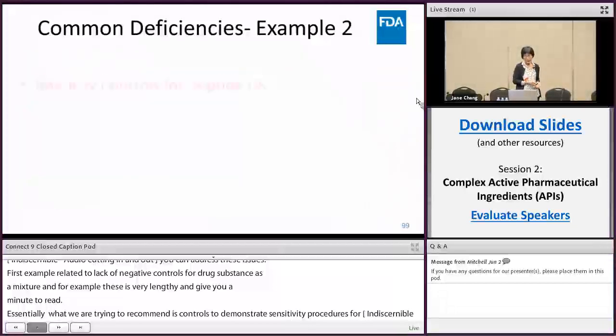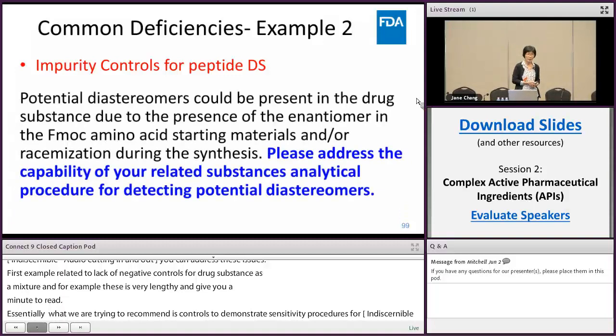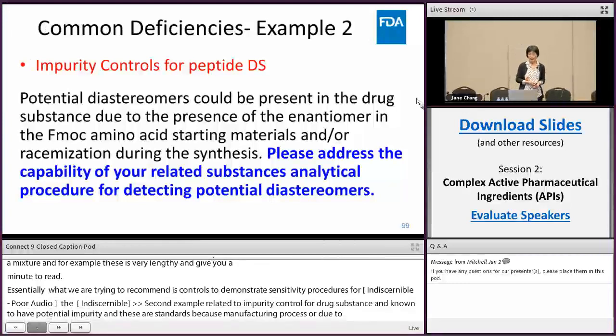The second example is related to impurity control for a peptide drug substance. Peptides are known to have diastereomers as potential impurities, and these diastereomers are formed because of the manufacturing process or due to the presence of enantiomers in the amino acid starting materials. So to address the issue of these potential diastereomers, the applicant could provide data to support that their analytical procedures for the related substances can detect these potential diastereomers.